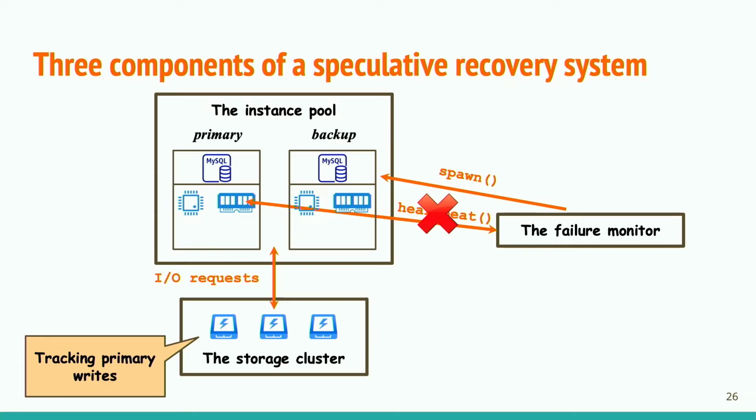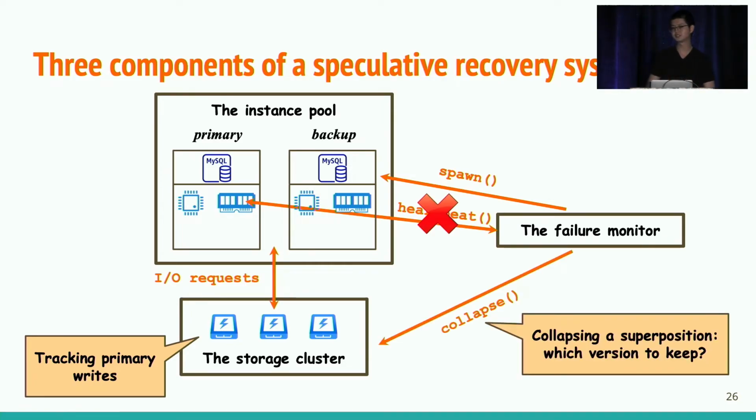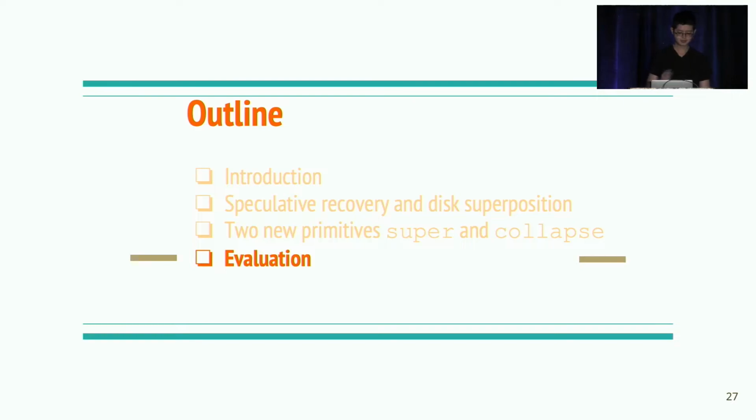And when the recovery on the backup instance completes, the failure monitor calls collapse to determine which instance should continue serving the application based on the value of the dirty bit. And finally, I will present some key evaluation results to show the practical availability improvements.